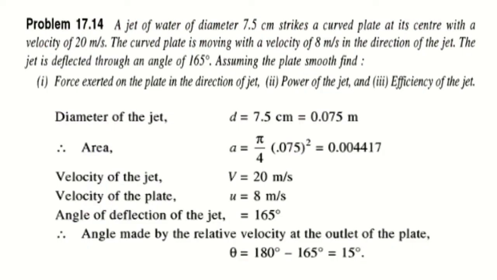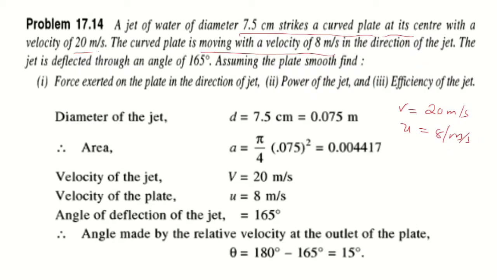A jet of water of diameter 7.5 centimeters strikes on a curved plate at its center with a velocity of 20 meters per second. The curved plate is moving with a velocity of 8 meters per second. So v is equal to 20 meters per second and u is equal to 8 meters per second in the direction of the jet.